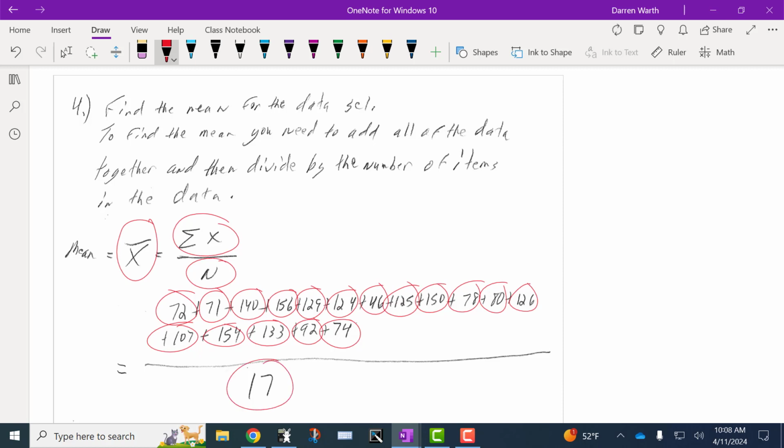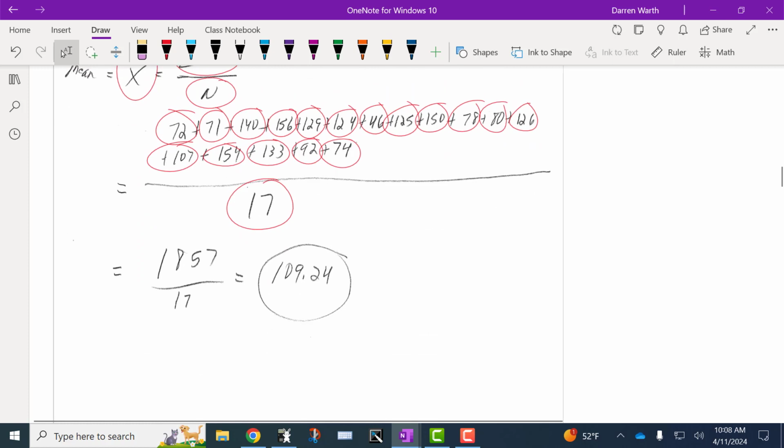So all I've got to do is put that in my calculator and add it all together. I'm not going to take the time to put that in my calculator right now, because I already did that before. When I add it all together, you should get the number 1,857. And when you're done doing that, you're going to divide it by the total number, which is 17. When you take 1,857 divided by 17, you'll get the answer of 109.24. And that would be the mean of the data.